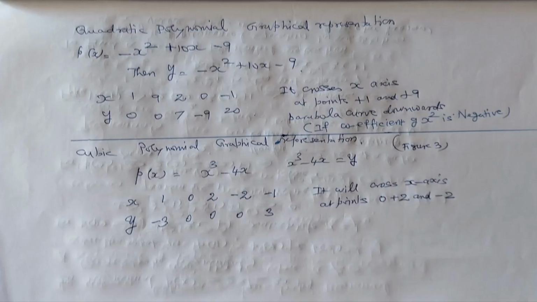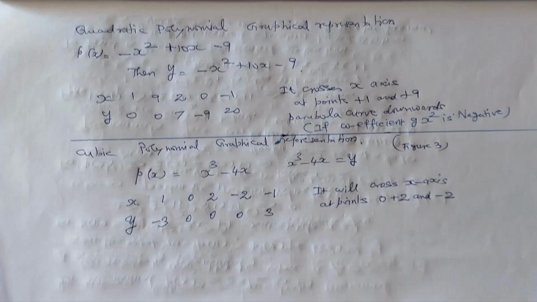If you give the value of x equal to 1, y is equal to minus 3; x equal to 0, y is equal to 0; x equal to 2, y is equal to 0; x equal to minus 2, y is equal to 0; and x equal to minus 1, y is equal to 3. Here in this table you will notice that y has 3 zeros for some values of x. The values of x where y is 0 are 0, 2 and minus 2. This represents the x-axis where the curve will cross the x-axis at points 0, plus 2 and minus 2.